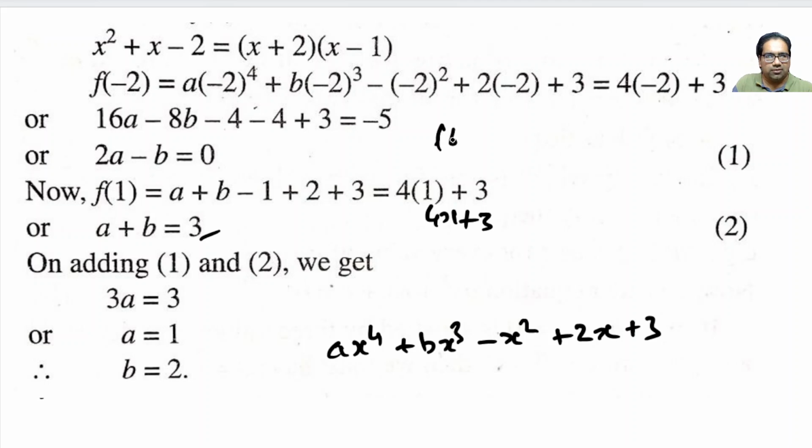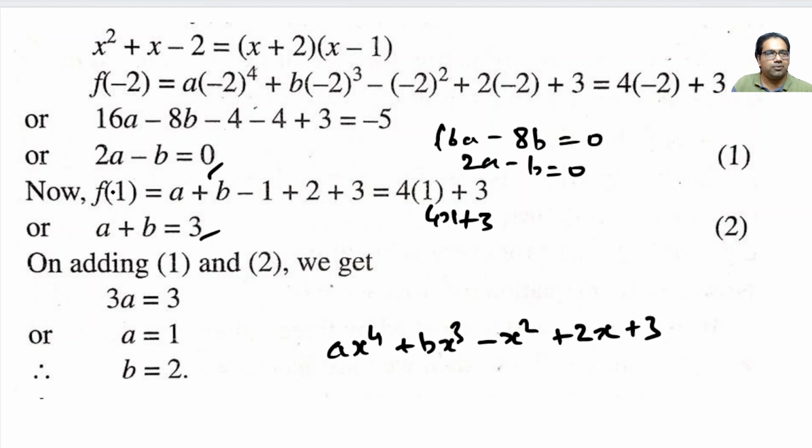16a minus 8b is equal to 0. If we take 2 common, if we cancel 8, then this becomes 2a minus b equals 0. That means b equals 2a. This is one equation, and a plus b is equal to 3 is another equation. We got two equations.